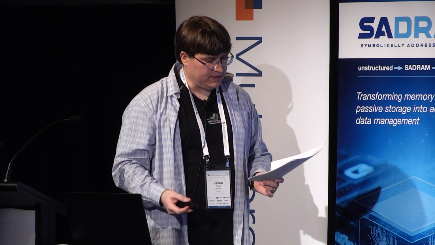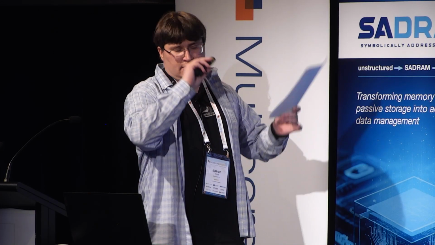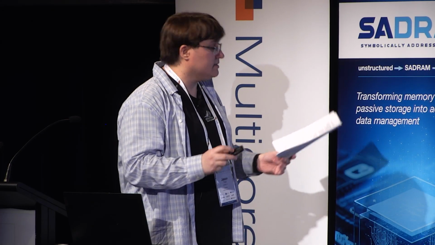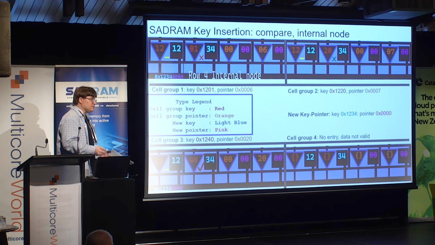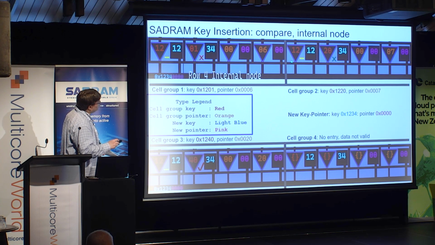So this is a bit of a mouthful. The key in each cell group is maintained as the minimum key in that cell group's subnode, and the key in the subsequent cell group is strictly greater than any key in the previous cell group's subnode. I cannot get through that without reading it off my script. But what it means is that because this pointer is referencing row 6, this key is 1201, and this key in cell group 2 is 1220. Therefore, all the values on row 6 are between 1201 and 1220.